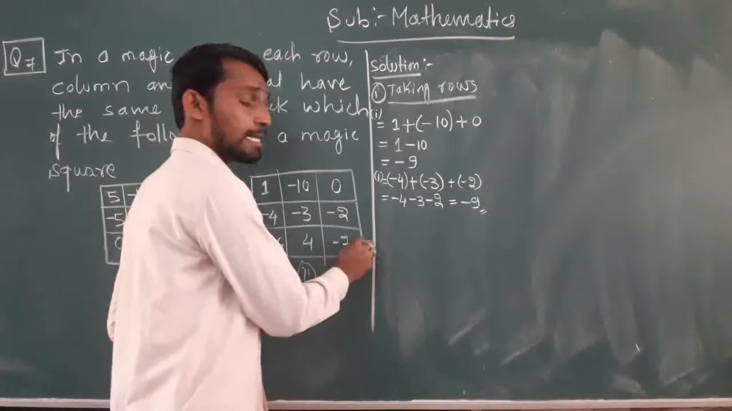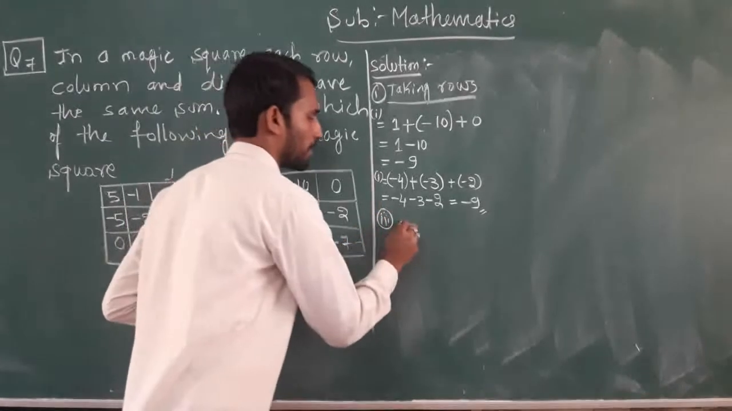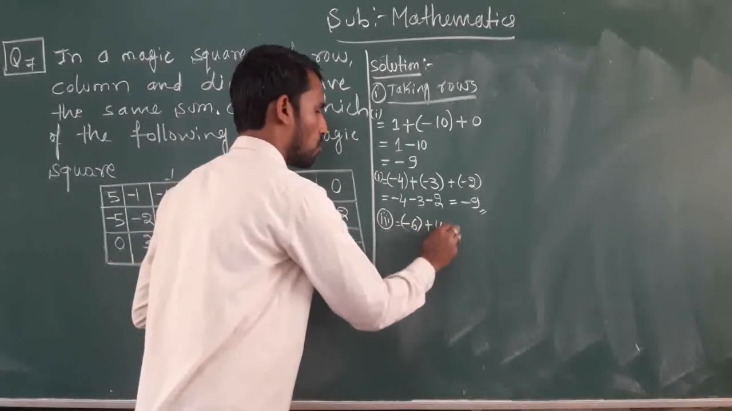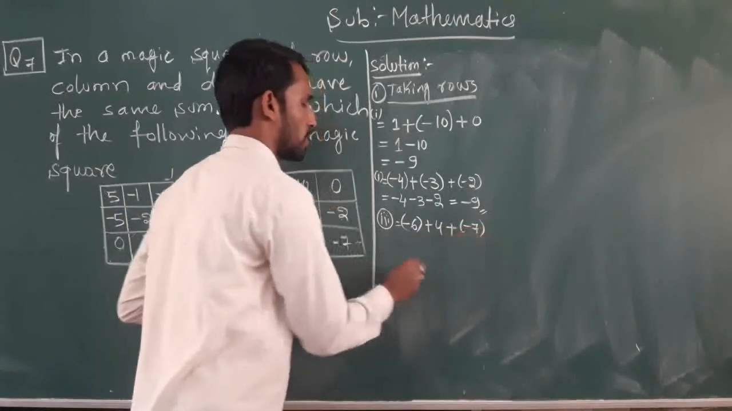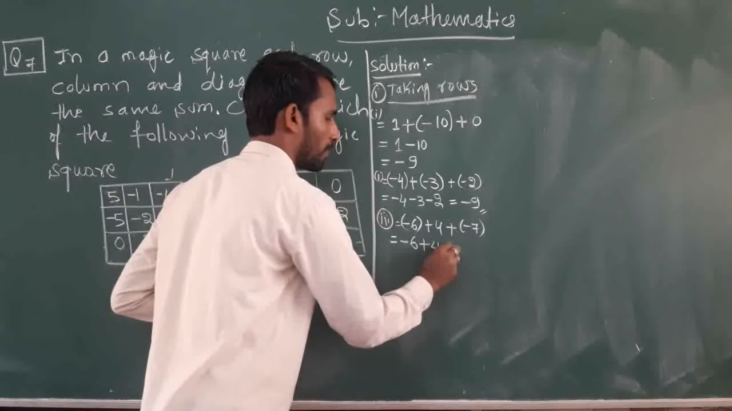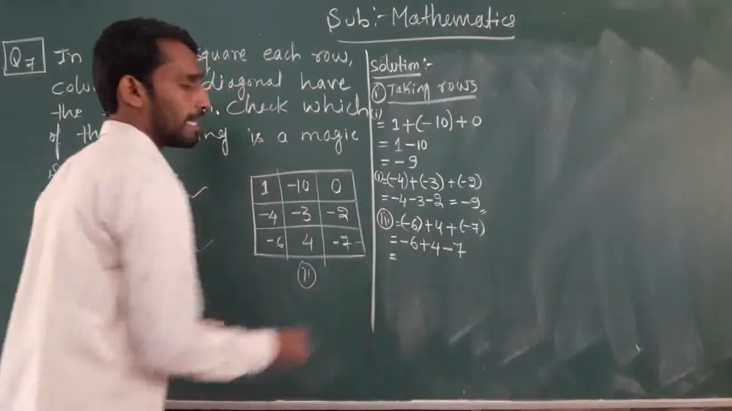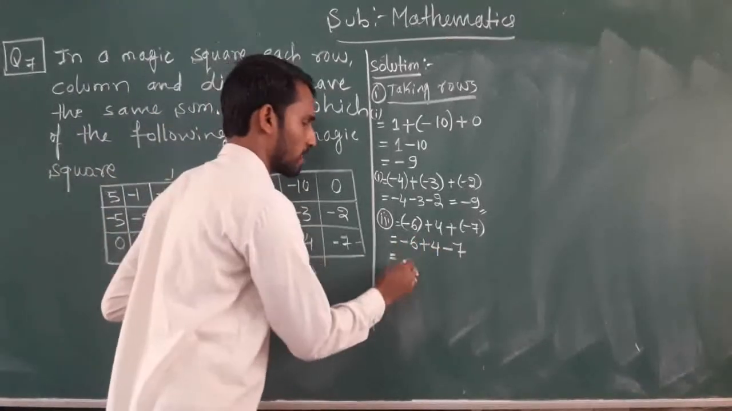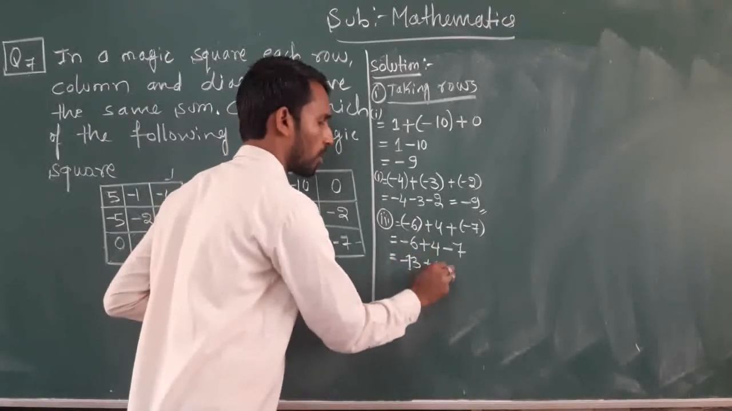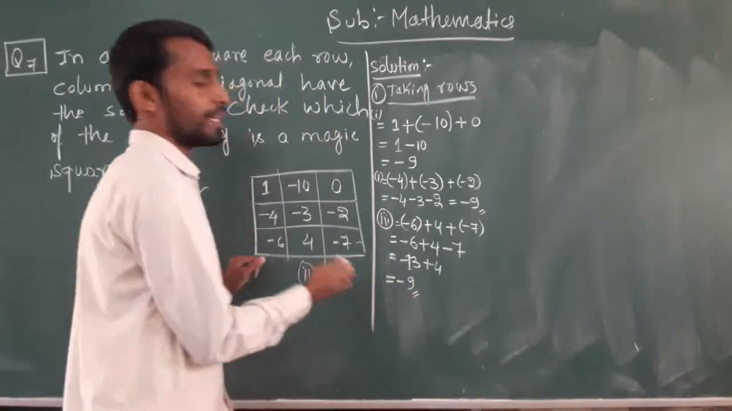Next I am taking the last row. I am taking minus 6 plus 4 plus in the bracket minus 7. When we add, minus 6 plus 4 plus into minus 7. When we add negative integers, we get minus 13. Then minus 13 plus 4. When we do subtraction, we get minus 9. This is also minus 9.